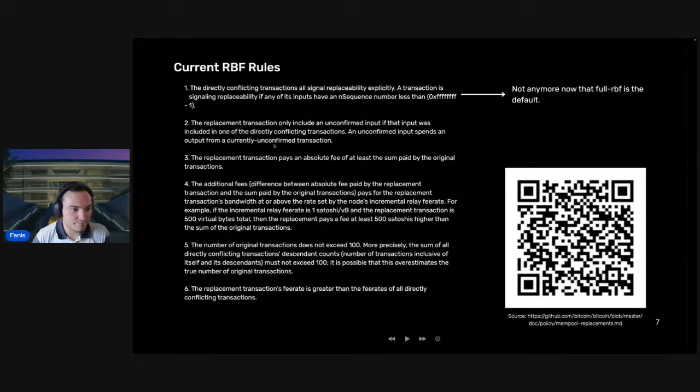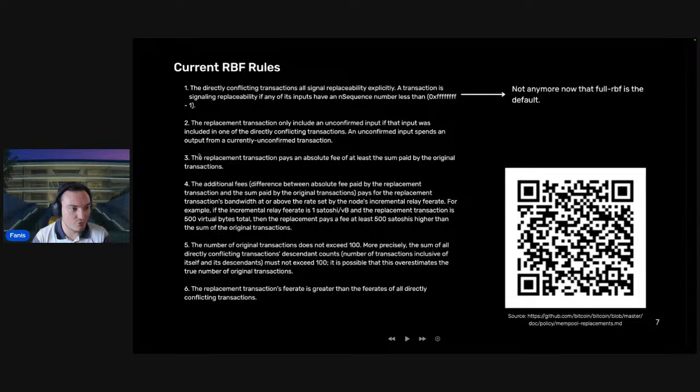So the replacement transaction only includes an unconfirmed input if that input was included in one of the directly conflicting transactions. An unconfirmed input spends an output from a currently unconfirmed transaction. So basically what it says is that you cannot add inputs to your replacement transaction. You cannot add new inputs, new unconfirmed inputs.